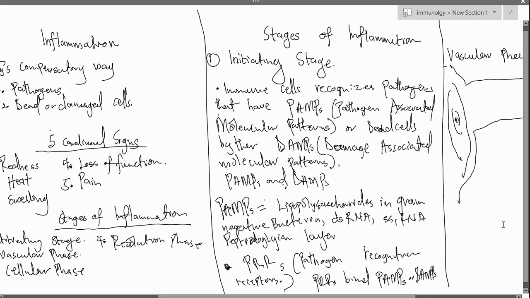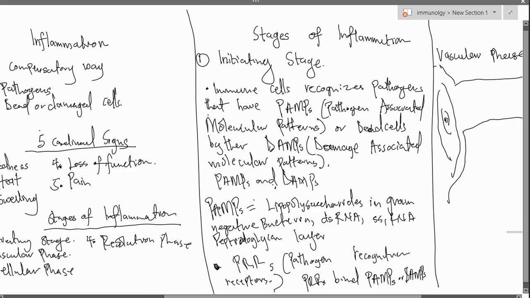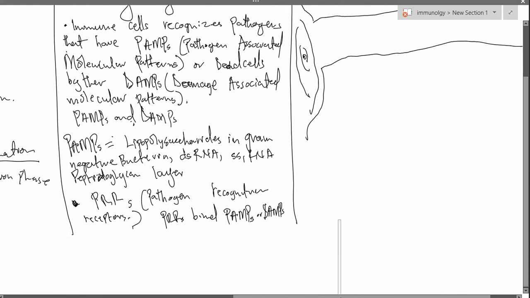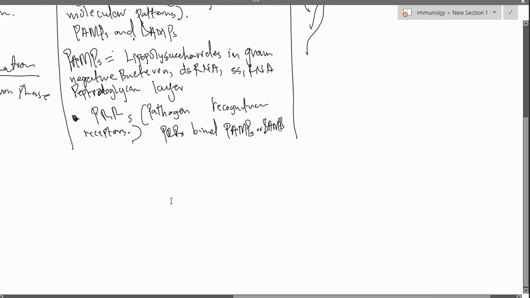Now let's look at how this process works. So first of all, what we have to ask ourselves is how do the immune cells identify these pathogen-associated molecular patterns, these pathogens or damaged cells? Now there's something we call immunosurveillance.